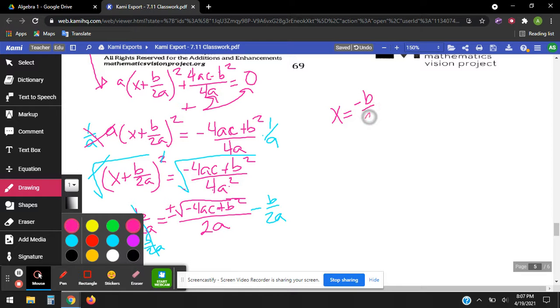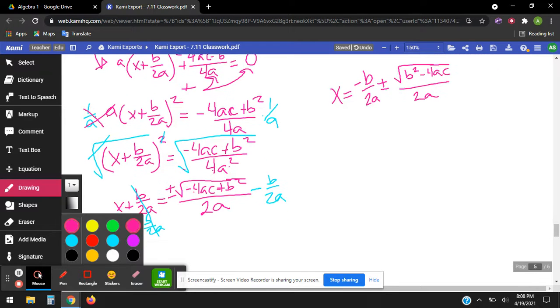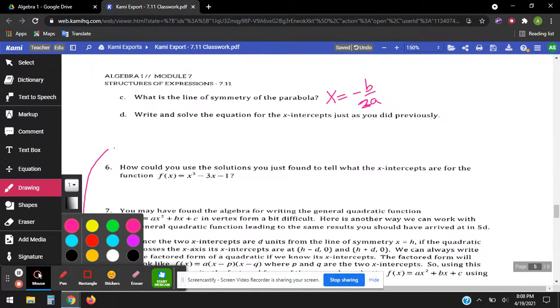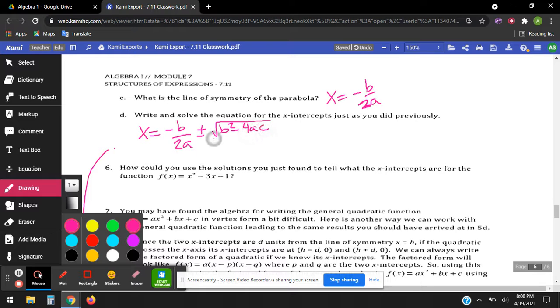So negative b over 2a plus or minus the square root. And I'm actually going to rearrange this so I have my negative not in front. So I'm going to put the positive b squared first, then minus 4ac over 2a. That's the format you're going to see on here. This is our quadratic formula. So I'm going to go ahead and we'll rewrite this up here. So x equals negative b over 2a plus or minus the square root of b squared minus 4ac over 2a. All right, a lot to work on, but we got there.